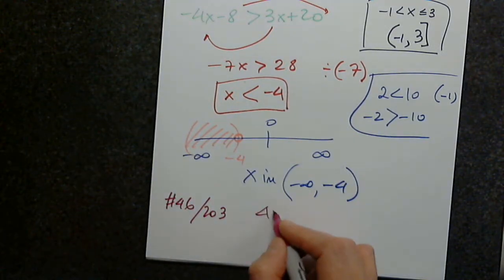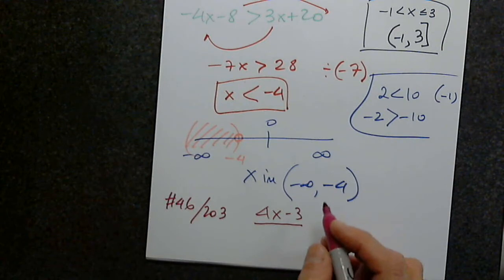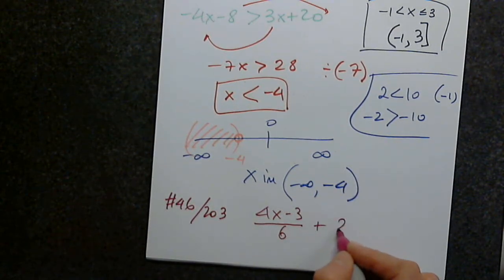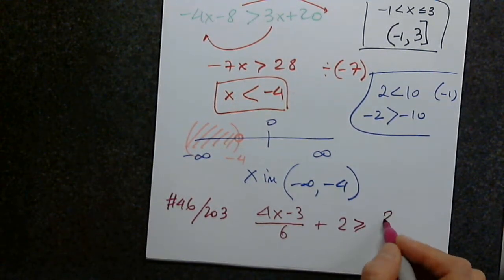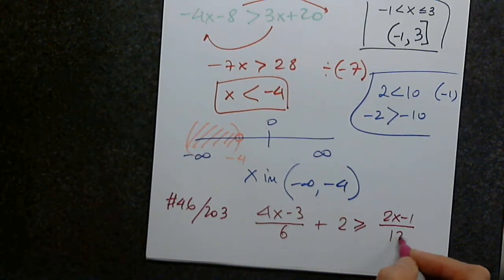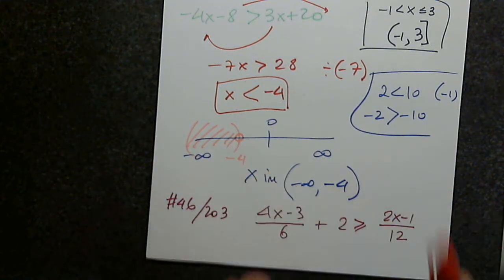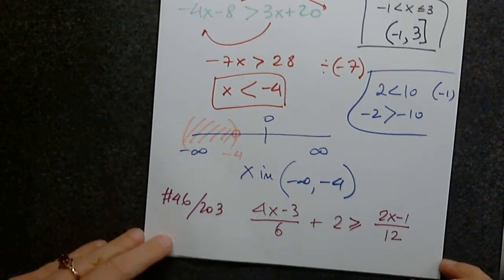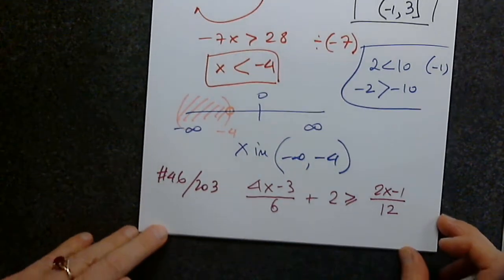Okay, (4x minus 3) divided by 6 plus 2 greater than or equal to (2x minus 1) over 12. We had a similar example with linear equations. What did we do? If you remember what we did when we solved something like this, but it was an equation, not an inequality. We found the least common denominator in order to eliminate all denominators.